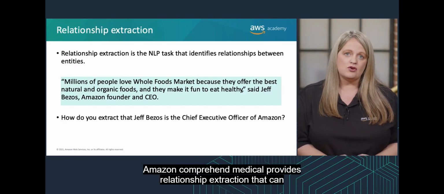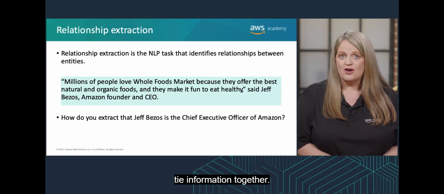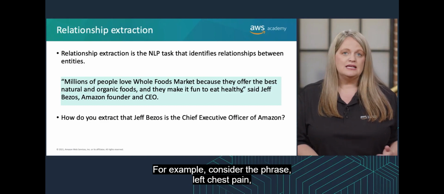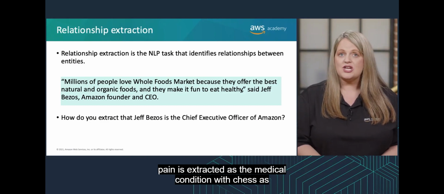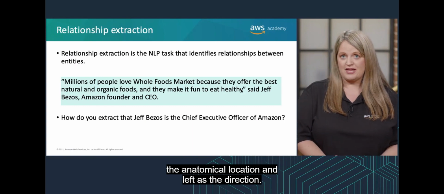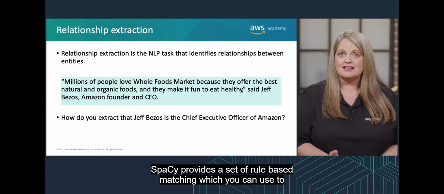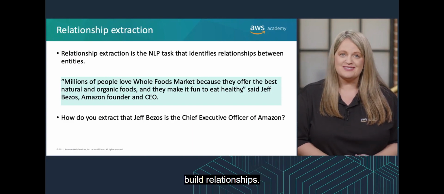Amazon Comprehend Medical provides relationship extraction that can tie information together. For example, consider the phrase left chest pain. Pain is extracted as the medical condition, with chest as the anatomical location and left as the direction. spaCy provides a set of rule-based matching, which you can use to build relationships.